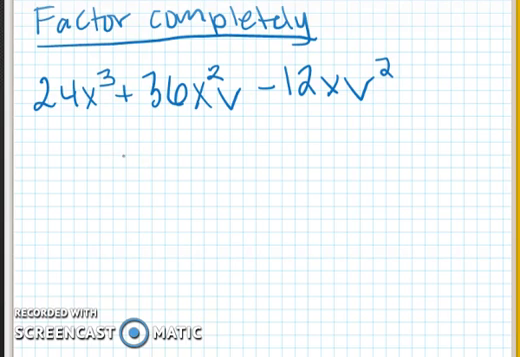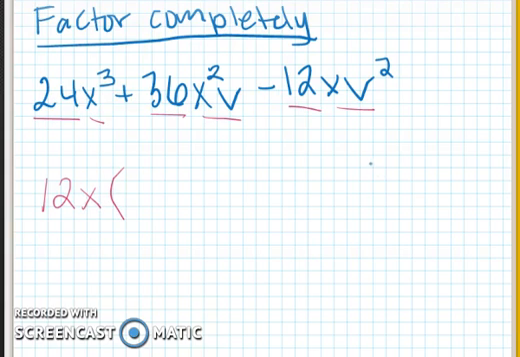One, I got to look for anything that I can pull out in the coefficients. So I got 24, 36, and 12. I'm thinking 12 is my GCF. Next, look at the variable. I got x to the third, x squared v, x, and v squared. Well, v shows up in 2 of them, x shows up in all of them.